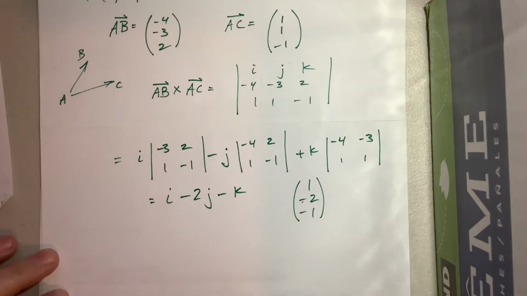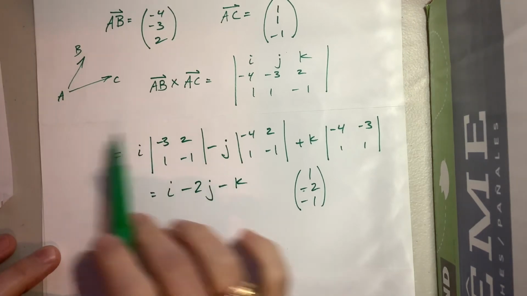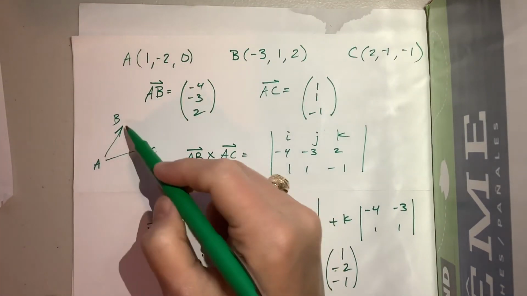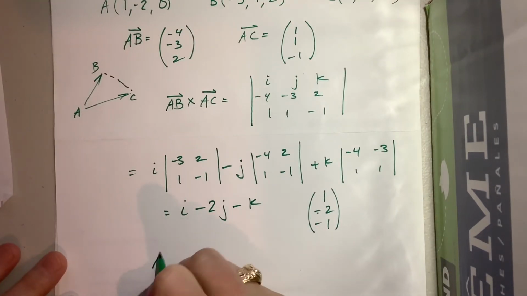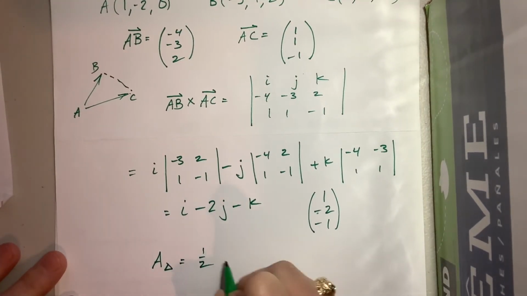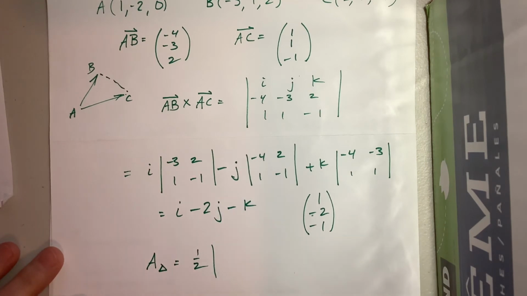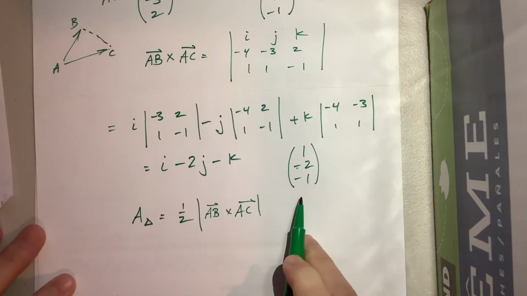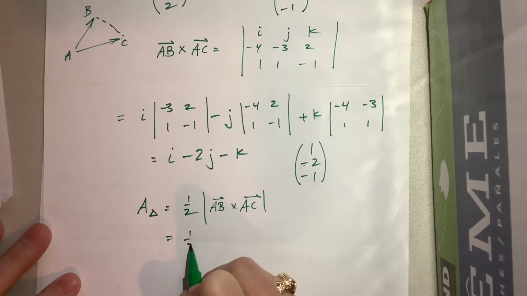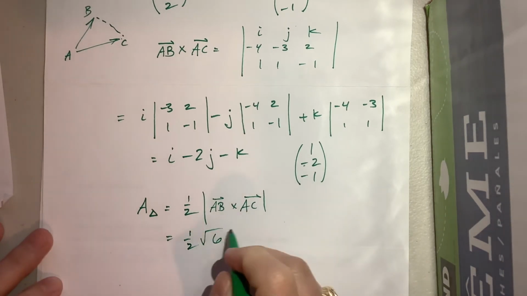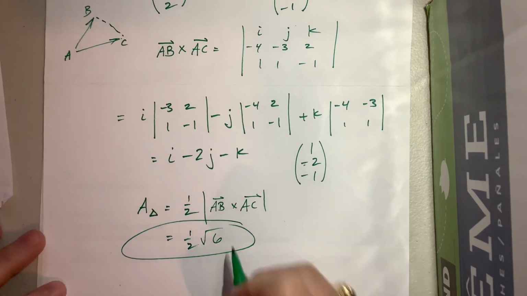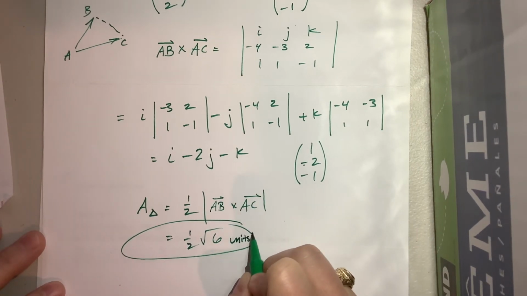And so what they're telling us now is that the area of this triangle that would have been formed if I close that off would be equal to 1/2 the magnitude of those vectors, AB cross AC, which we've already done. So it's the magnitude of this vector. So this is equal to 1/2. That's 1 plus 4 plus 1, which is √6. And so the area of that triangle is 1/2 √6. Whatever my units are, they're squared.